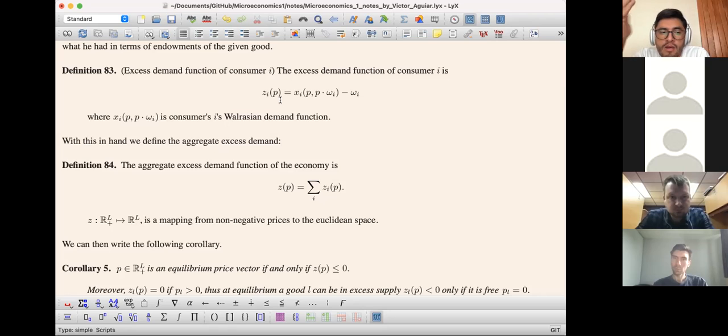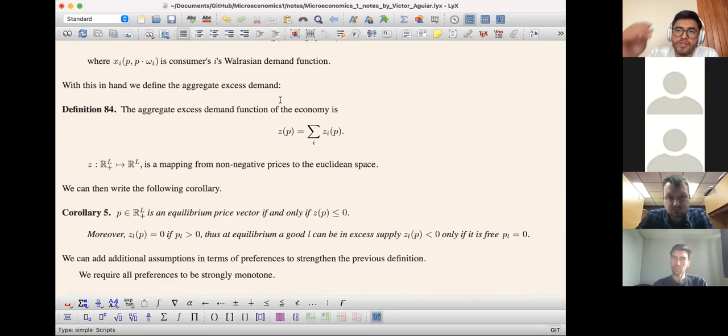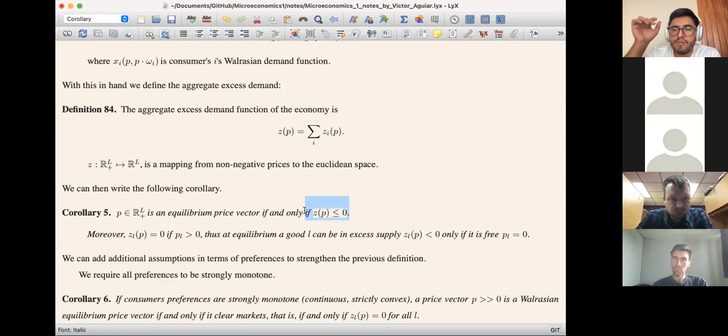And then finally, we have this corollary from the previous observations with a change of notation. We say p, a vector in R^L plus, is an equilibrium price vector if and only if z(p) is less than or equal to 0. This notation is very minimalistic, but it's capturing a lot of information. z(p) is essentially telling you that there is a system of nonlinear equations that depend on L prices, right? And how many equations do I have in z(p)? I have L equations, right? One per good. Do you understand?